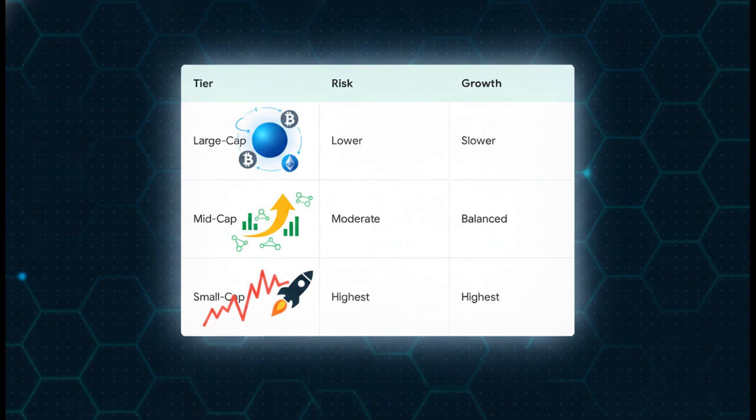Then, right in the middle, we have mid-cap coins. These are usually established, growing projects with really active communities. They offer moderate risk and a pretty balanced growth potential. So, more upside than large caps, but definitely higher volatility.